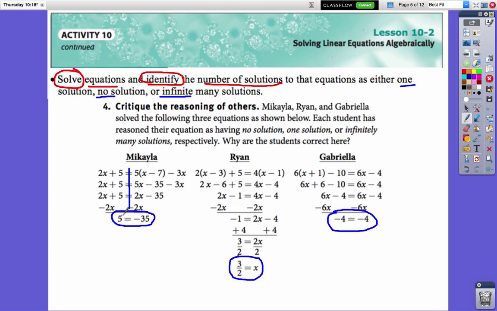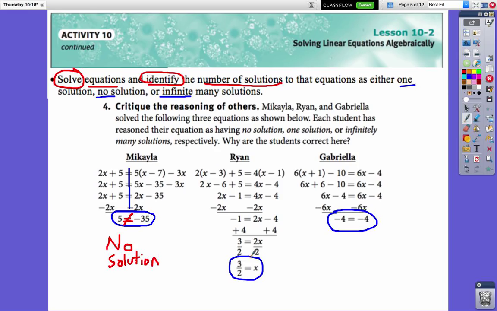Michaela, notice she has 5 is equal to negative 35. This is actually an equation that has no solution. Go ahead and write that on your paper. No solution. We can remember this because we all know that 5 does not equal negative 35. This is the does not equal sign here. You can go ahead and put a little slash through it. It does not equal.